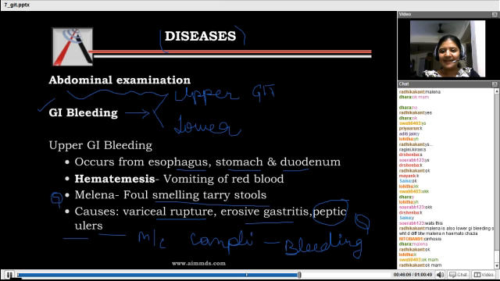They're actually black in color in melena. When we say tarry, it basically refers to black color, because what happens is you have the blood oxidizing and becoming black in color. The hemoglobin oxidizes and becomes black in color.